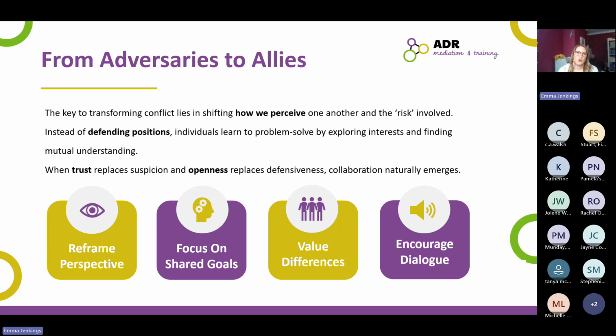Again, going back to that quote, conflict is inevitable, but combat is optional. I would work through these steps. So first, you need to pause to be able to do this rather than react. So give yourself a chance to respond. So firstly, reframe your perspective.